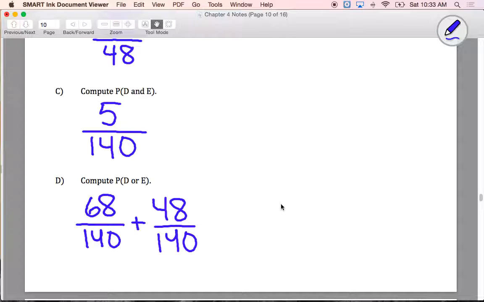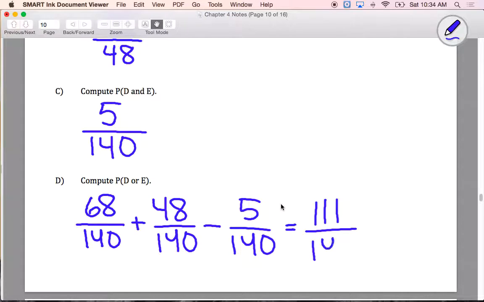Now we have to get rid of all the people that fall in both the Democrat category and the executive category. Because if I don't subtract it, you're counting those people twice, so it's not going to give you an accurate probability. So we have to get rid of those that are a Democrat and an executive. There are 5 of those because we just found them in Part C. So we have to subtract 5 out of 140. So we should have 111 out of 140.